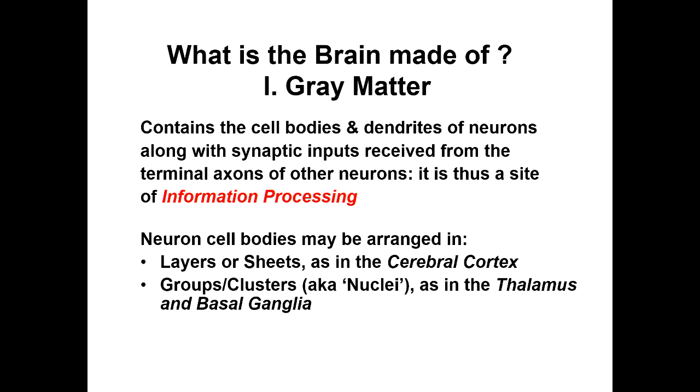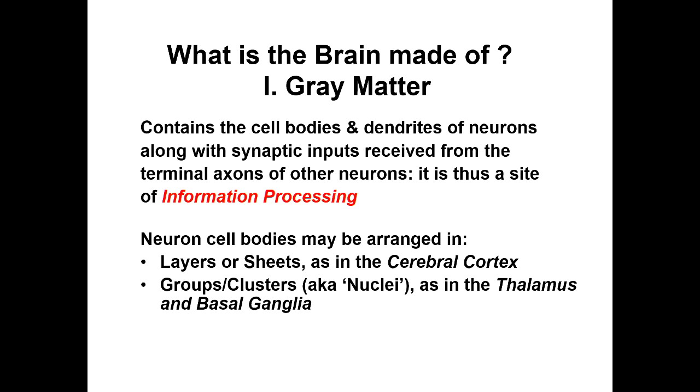The way in which the neuron cell bodies are laid down differs from one part of the brain to another. So, for example, in the cerebral cortex, which I've already mentioned is the big bit of the cerebrum, the neuron cell bodies are laid down in sheets or very obvious layers, whereas elsewhere in the brain they're just clustered together in groups, known as nuclei in the plural or a nucleus in the singular. And that's the arrangement that you see both in the basal ganglia and in the thalamus.